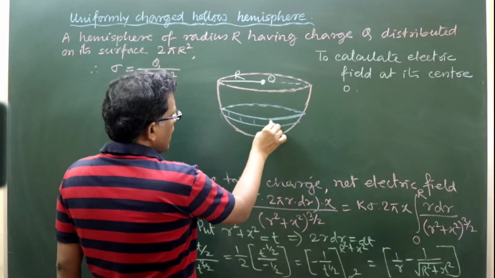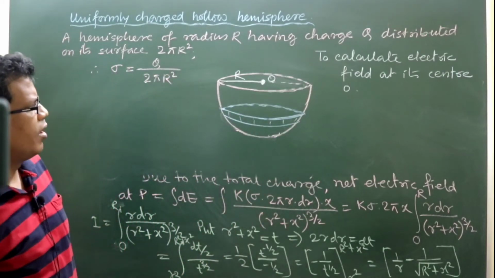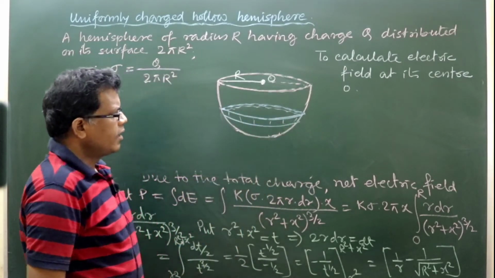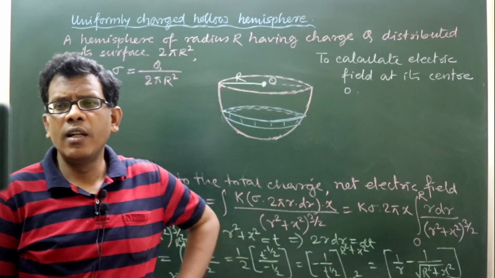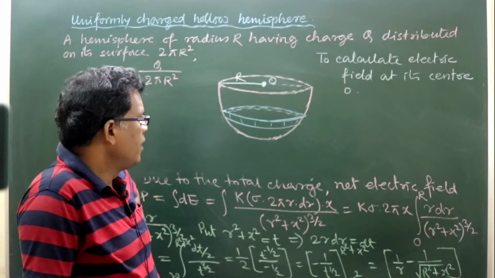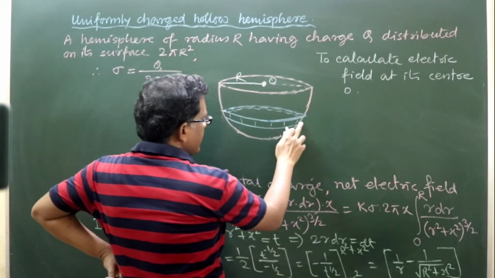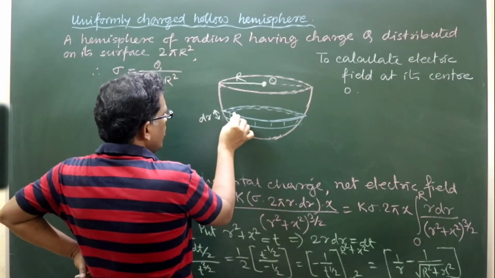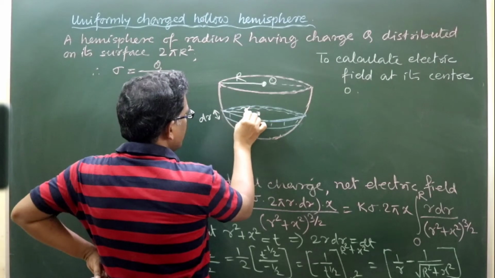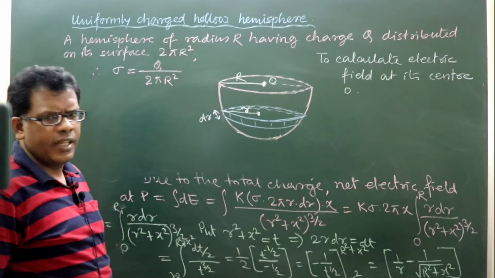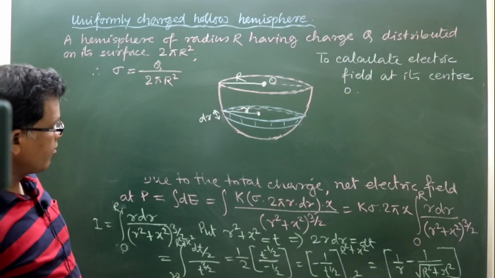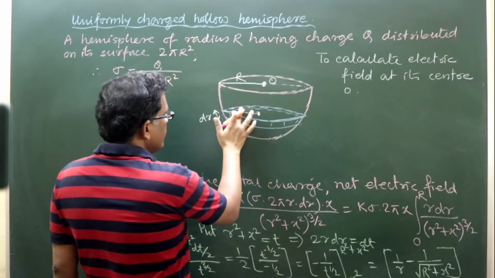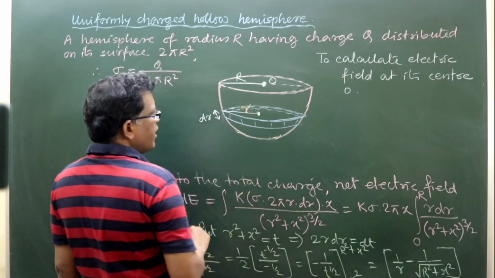So the charge appearing on the surface of this circular ring will be considered the element part of the hemisphere, isn't it? So this circular ring must be having some thickness. Let this be of thickness dr, provided this time the radius of the circular ring is taken to be small r.